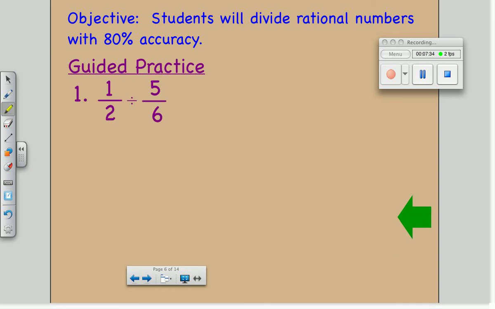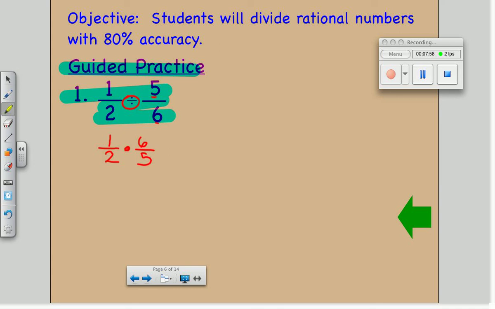Guided practice. Write the problem. So we have 1/2. Change division to multiplication. Find the reciprocal of 5 over 6, and it's 6 over 5. Now I can cross cancel.